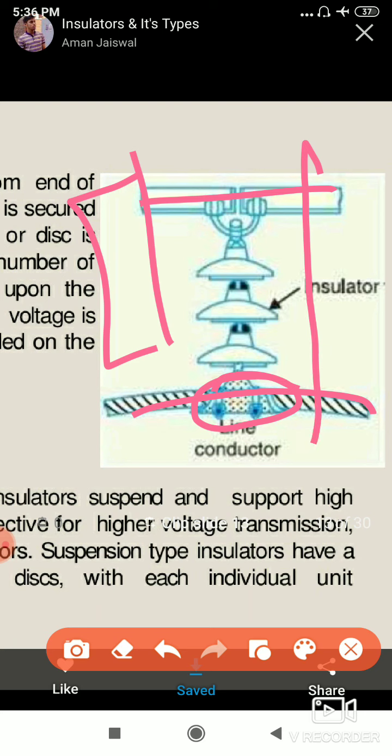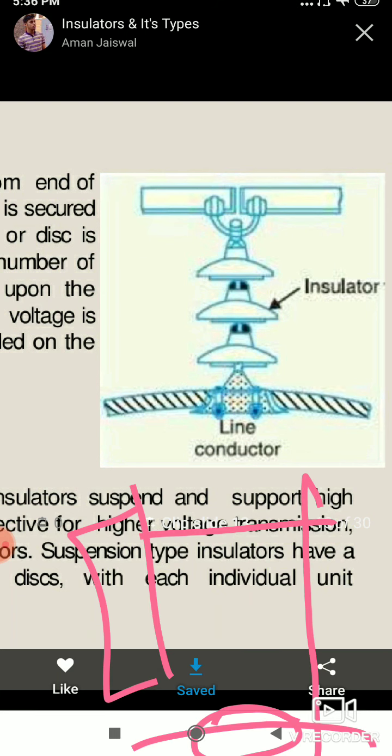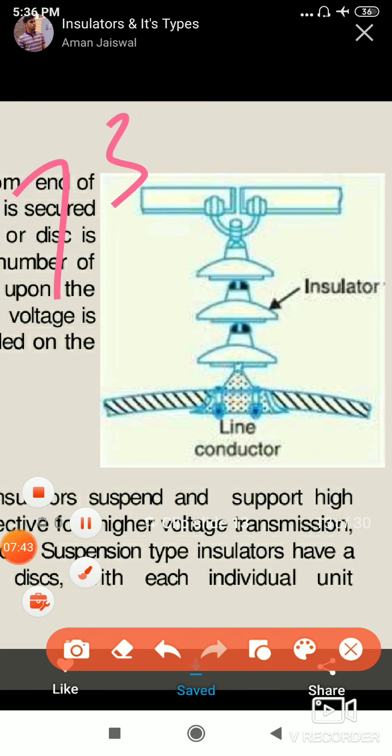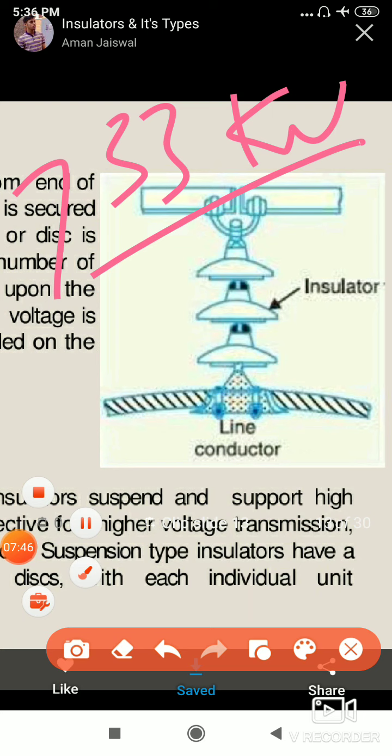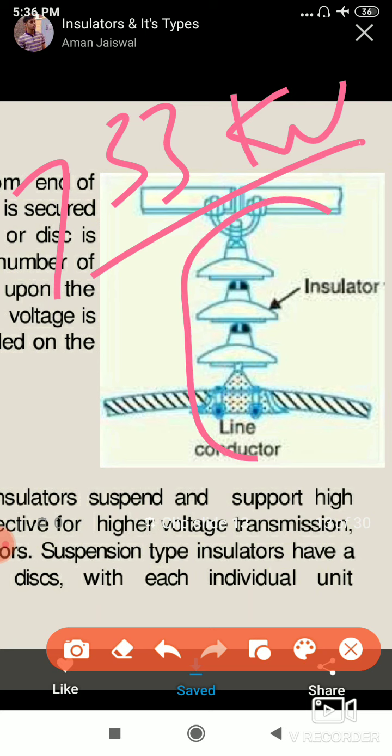These suspension type insulators can be used for greater than 33 kV. For less than 33 kV, what type of insulators are we using? Pin type insulators. If greater than 33 kV, that is transmission: 66 kV, 132 kV. All these are high transmission. For this we require suspension type insulators, which can be used for long transmission lines. In our college there is a high power transmission system where you can see these types of insulators.